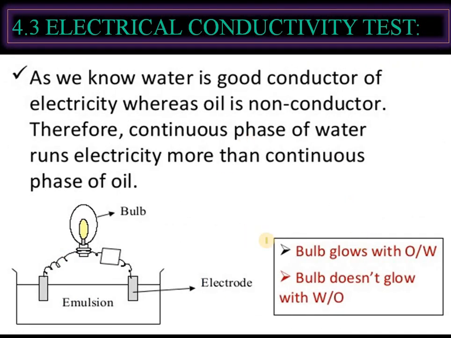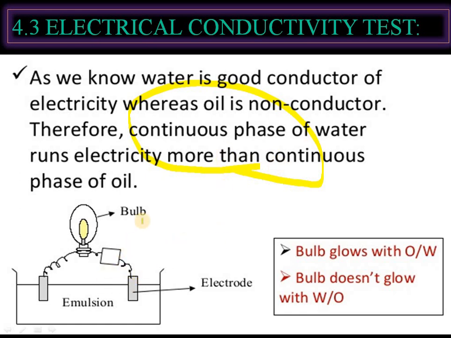The third test is the electrical conductivity test. We take the unknown emulsion here, and as we know, oil in water is a good emulsion for conductivity. We know that water is a good conductor of electricity, whereas oil is a bad conductor. If oil is present in lesser quantity, it means it is an oil in water type emulsion. That means water is the continuous phase, the dispersion medium, so conduction will be there. But if the conduction does not take place, then it will be a water in oil type emulsion.